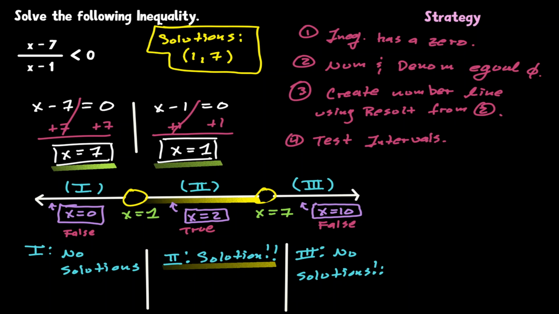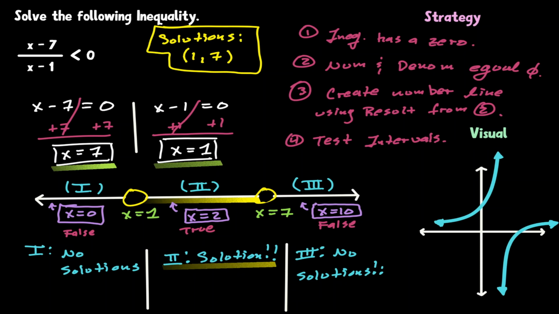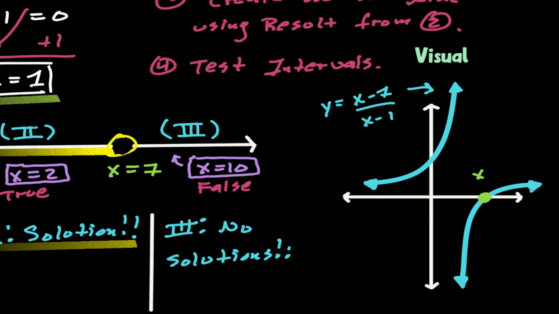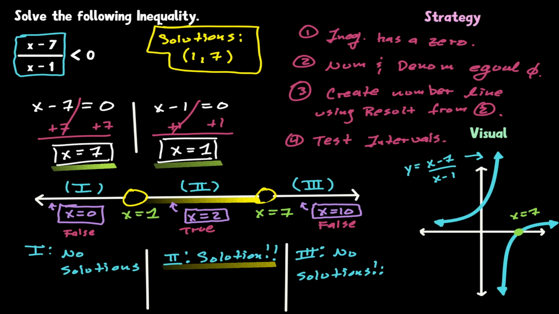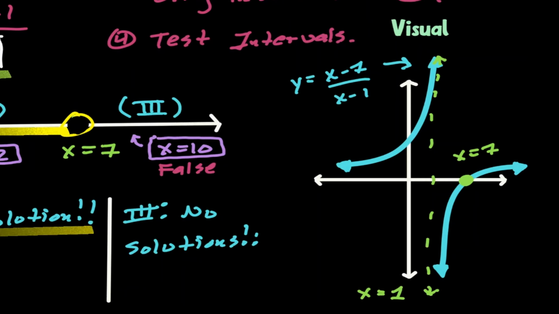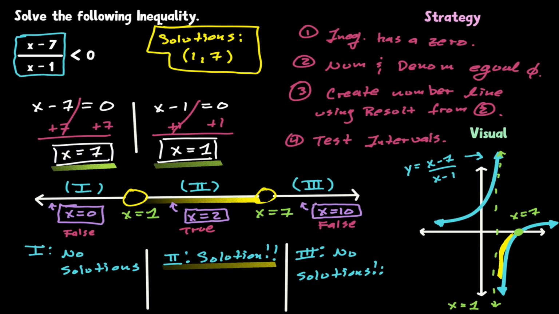Now let's visualize that in a graph. Here in the bottom right hand side, this is the graph that we would have obtained if we graph the function of x minus 7 divided by x minus 1. Here we can visualize our result because we are intersecting the x-axis at the value of x equals 7, and we also have a vertical asymptote at the x value of positive 1, and notice that it is only in this section where our y values are less than 0, which is exactly what we wanted to find.